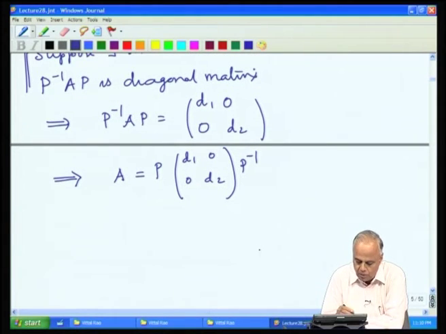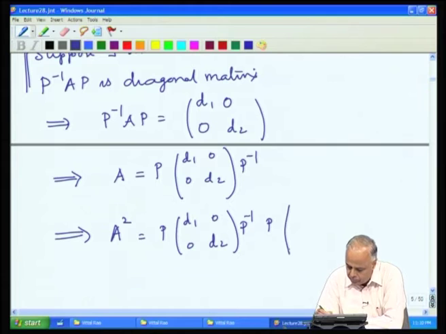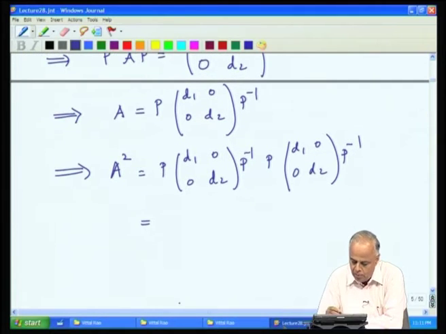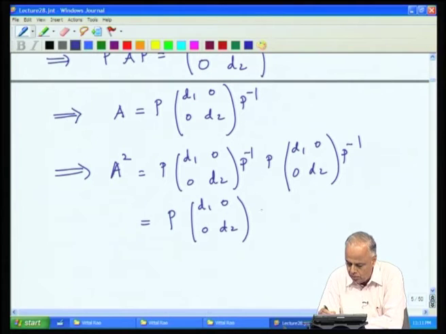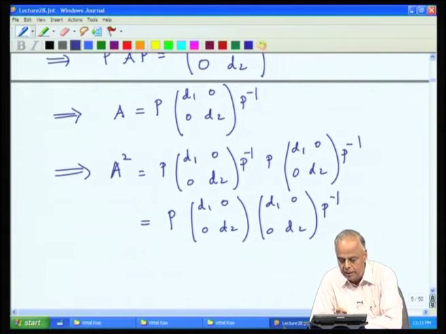If this is so, we get A squared is equal to P into D1 0 0 D2 into P inverse, that is, A has to be multiplied by A again. A into A is A squared, which is this. But now, P inverse P is identity. So, this becomes P into D1 0 0 D2 into D1 0 0 D2 into P inverse. This is because the middle P inverse P is an identity matrix.